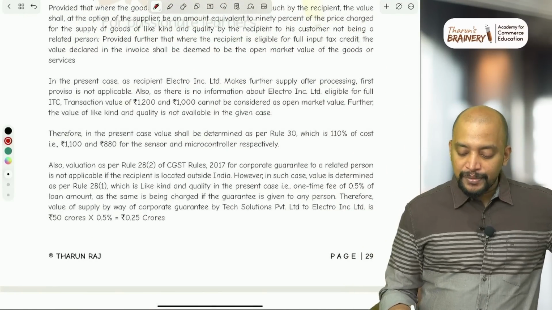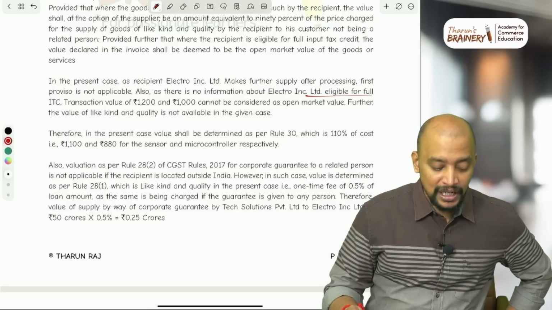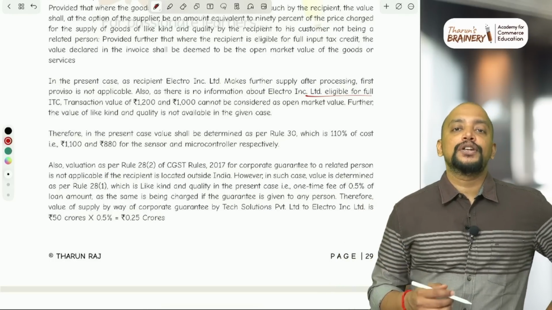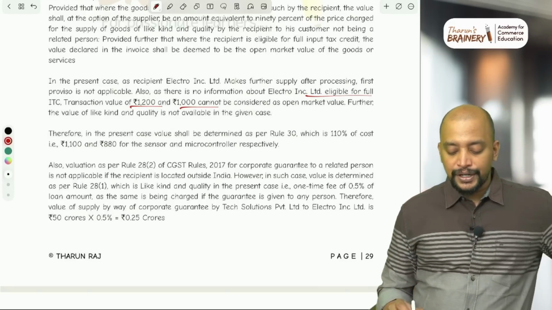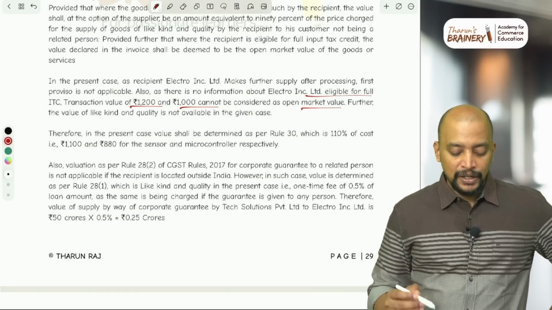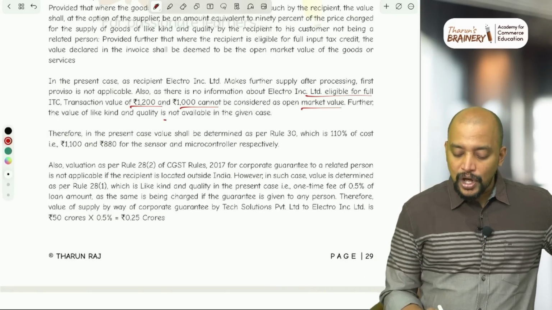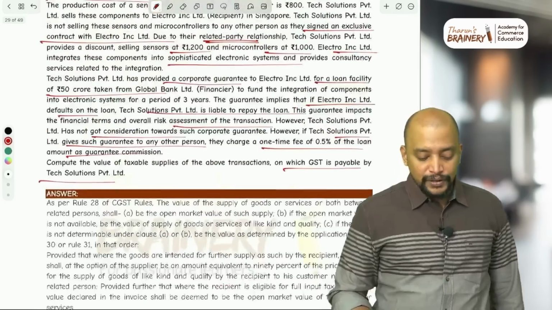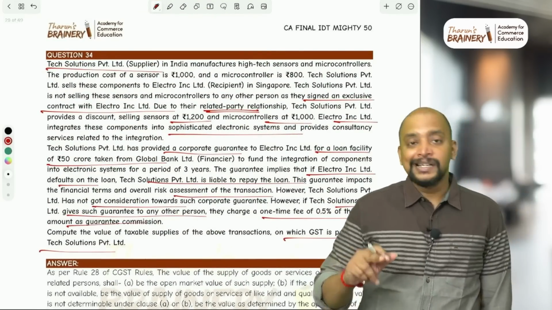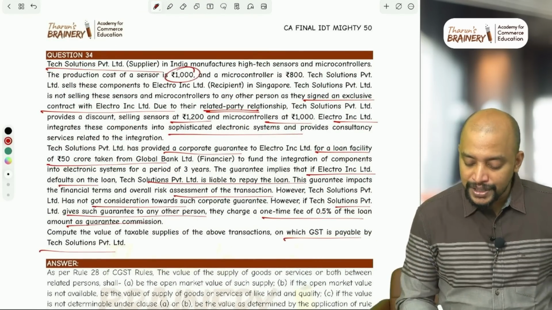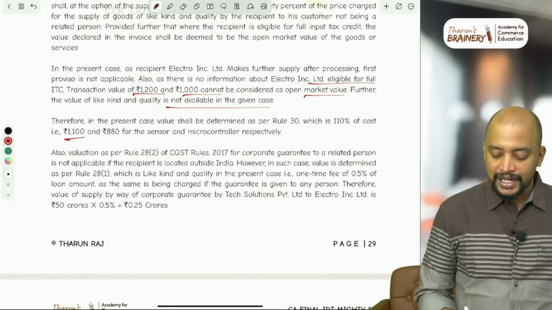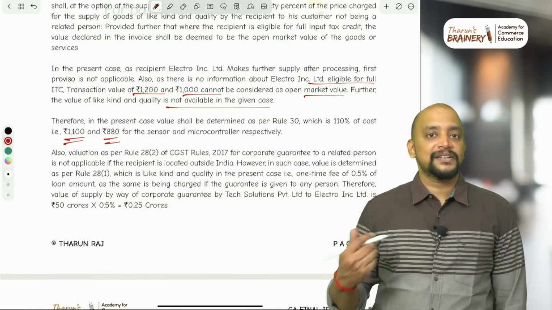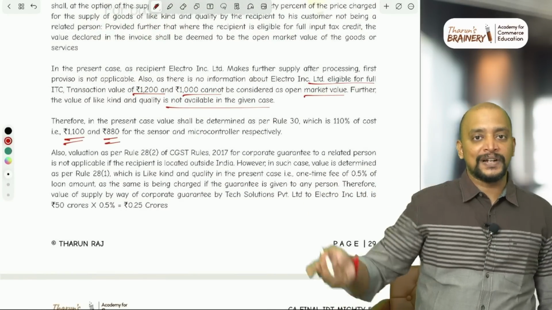Also, as there is no information about the recipient eligible for full ITC, therefore open market value cannot be deemed to be transaction value. So transaction value of 1200 and 1000 cannot be considered as open market value. Like kind and quality is not available in the given case. So what we need to do? We need to take cost plus 10%. What is the cost? 1000 and 800. So 1000 plus 10% and 800 plus 10%, so 1100 and 880 will be taken as the value. Rule 28 read with rule 30.